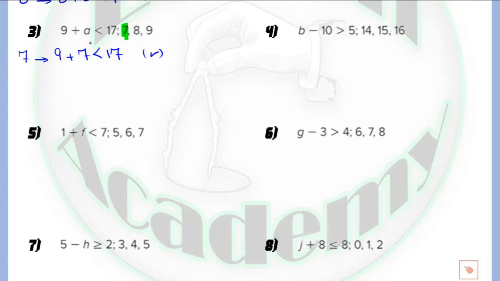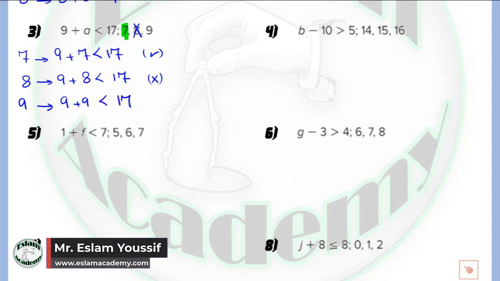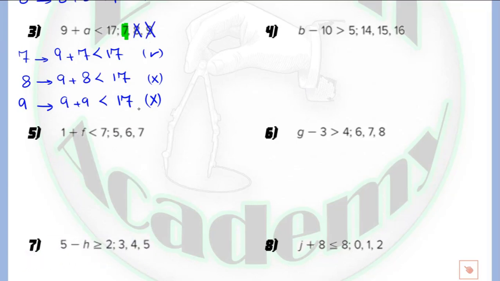Now I will check for 8. Instead of a, I will replace it with 8. So 9 plus 8 is smaller than 17? 9 plus 8 equals 17. 17 is not less than 17. It will not be one of the solutions. Now we will check for 9. Instead of a, I will just replace it with 9. 9 plus 9, if it is smaller than 17, you will find that it will be wrong. It means 9 is not one of the solutions. And that's how we can check if the number is one of the solutions or not.